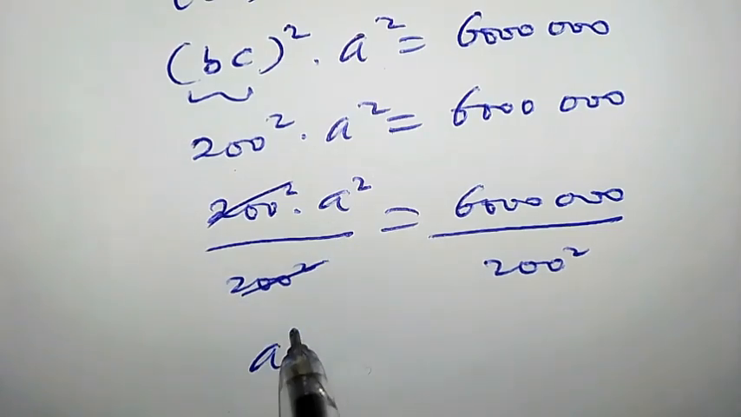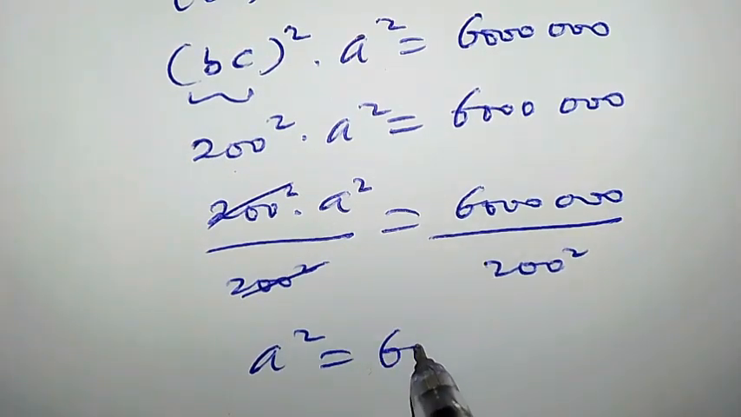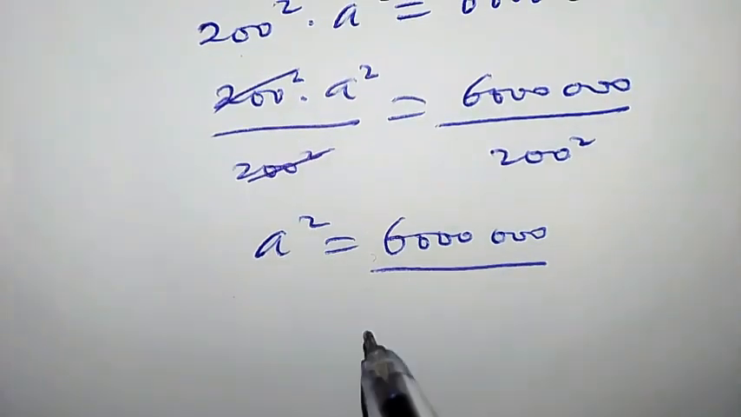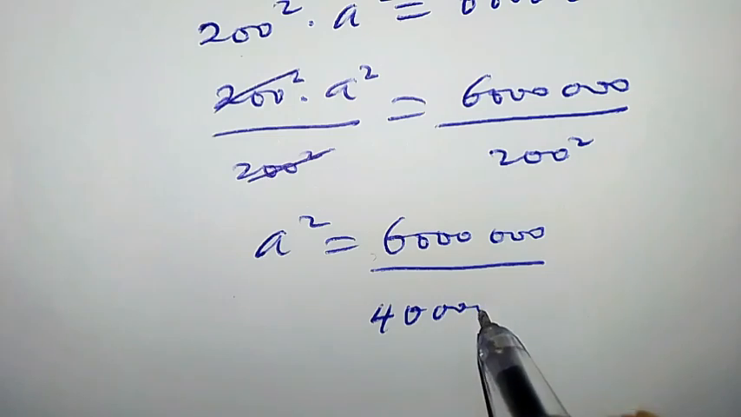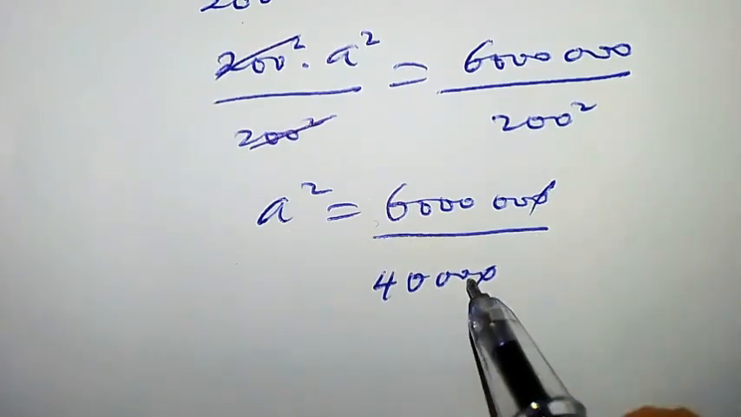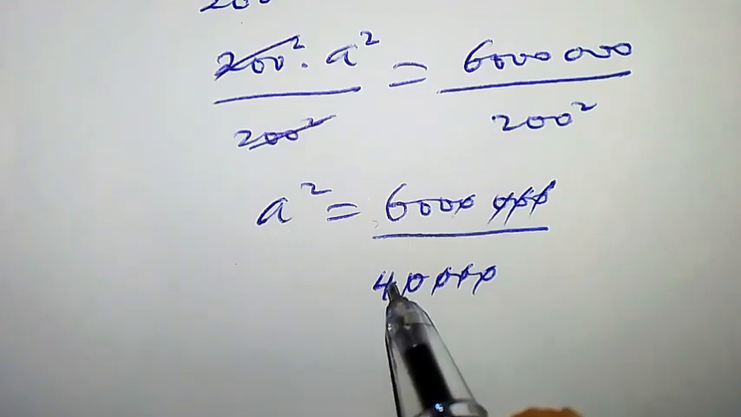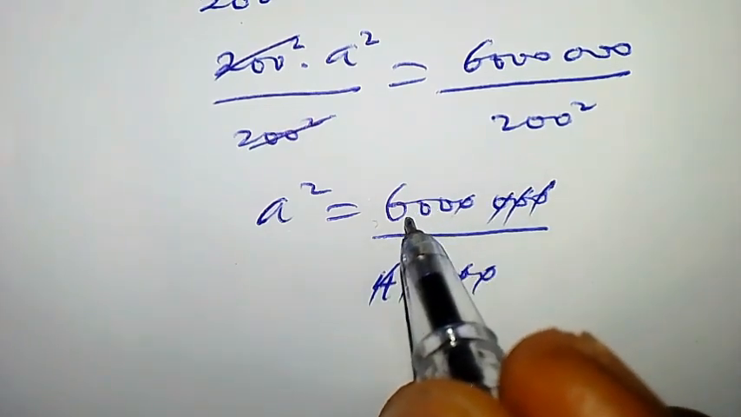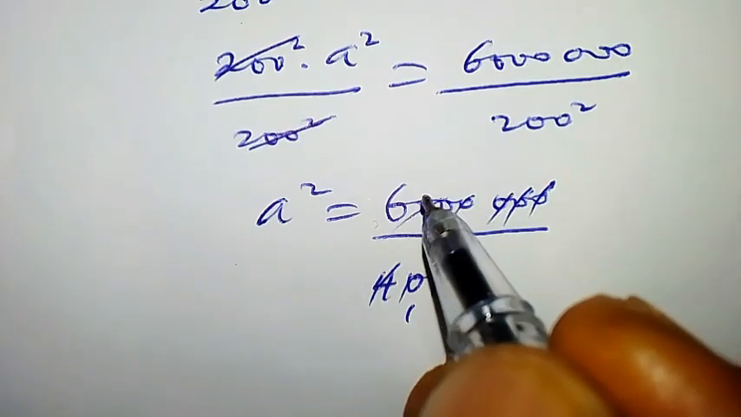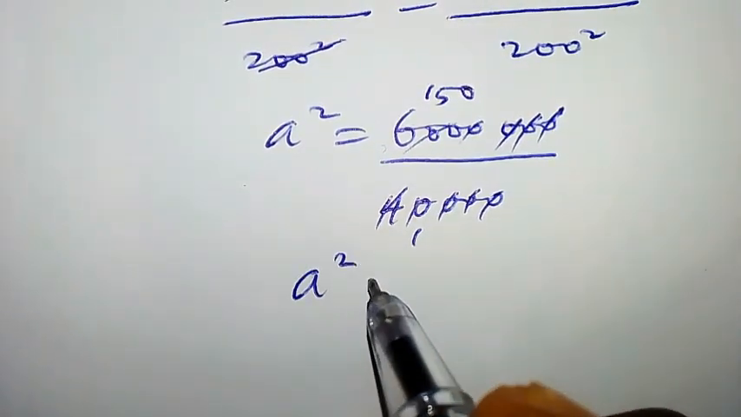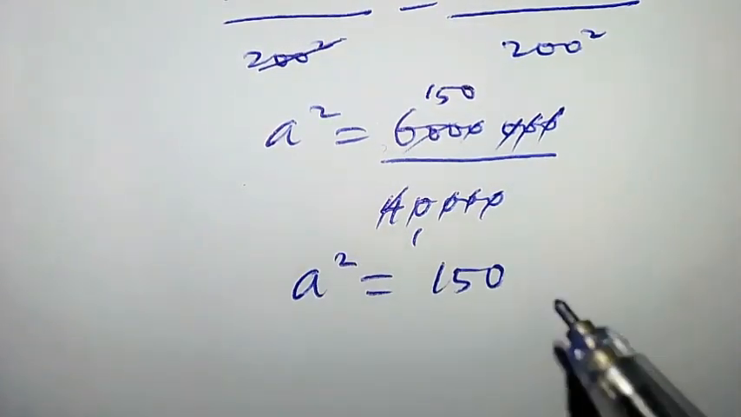So we have A square equals to 6 million over 200 square is simply 200 times 200 and it is 40,000. The zeros cancel. 4 in 4, that is 1. 4 in 600, that is 150. So that means a to the power of 2 is equals to 150.